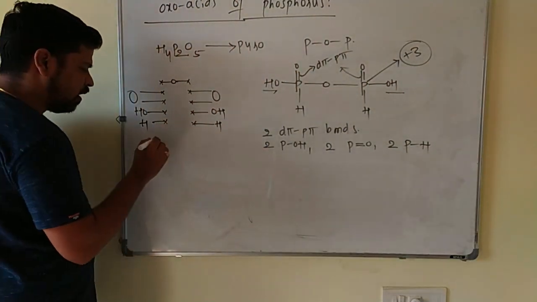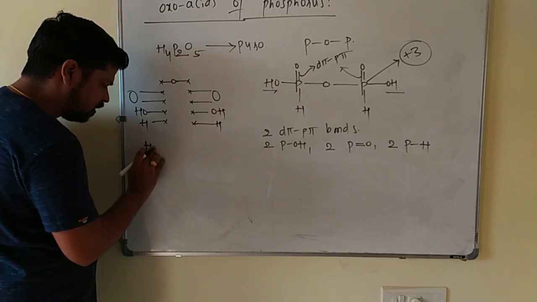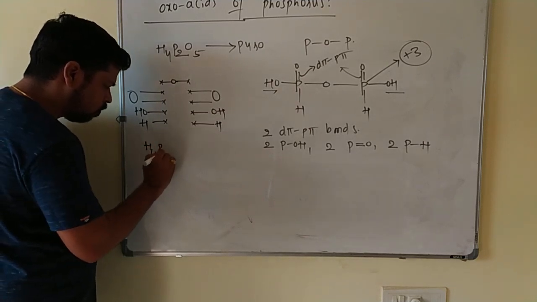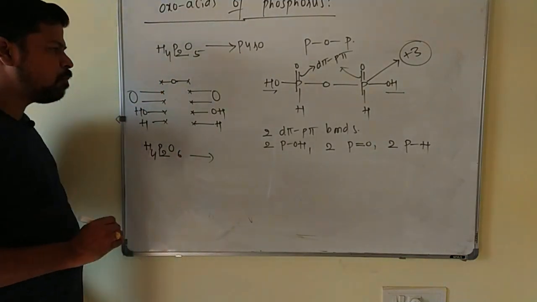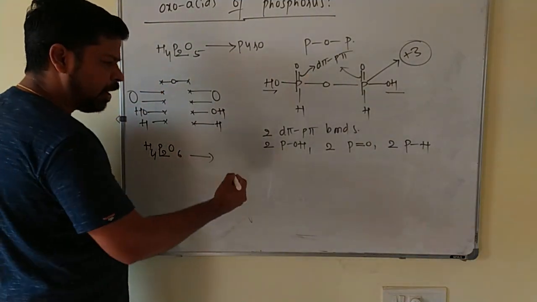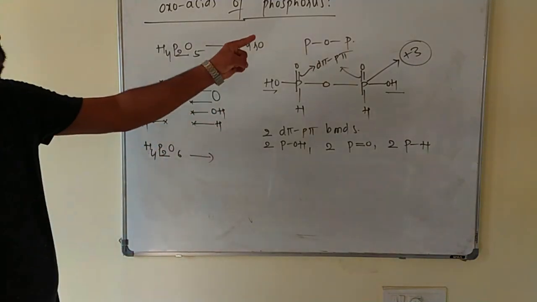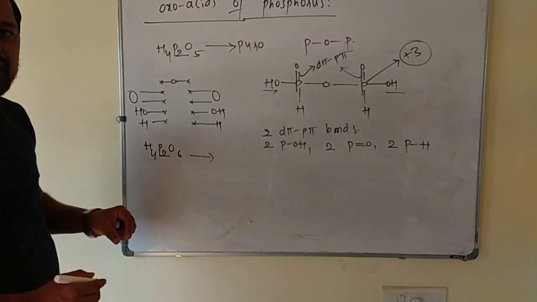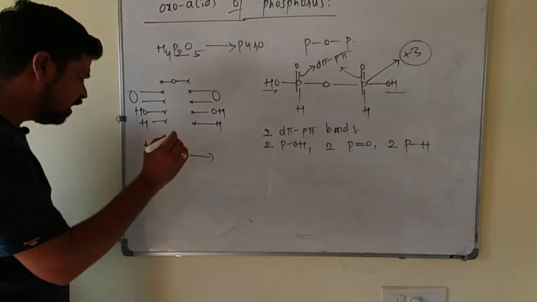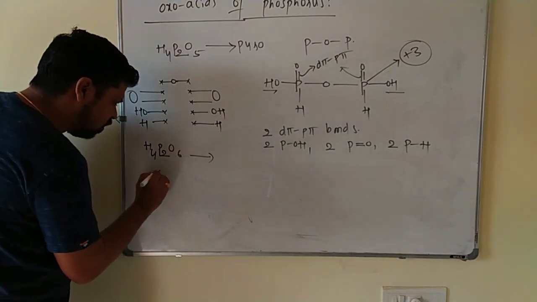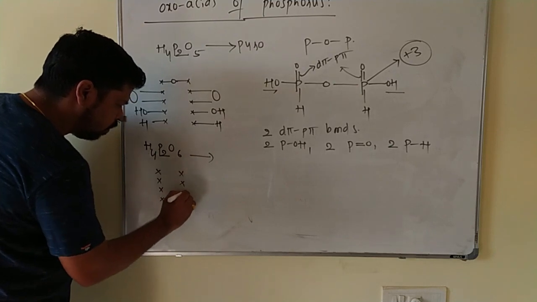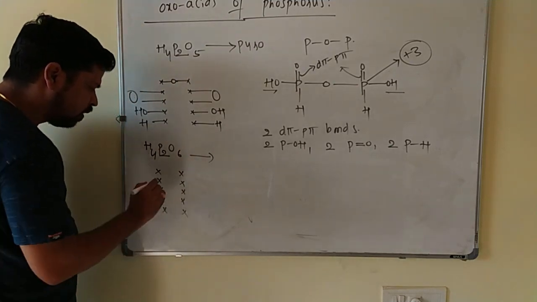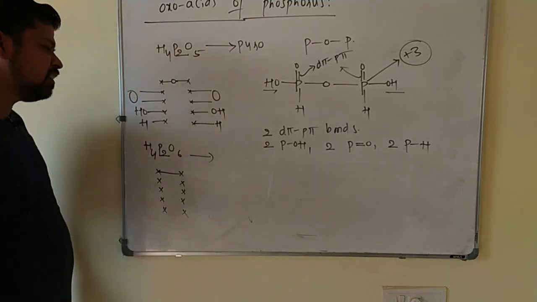Okay. Next one I will write. This is H4P2O6. So this acid is hypophosphoric acid. It is not pyro. Not pyro means it is not having POP linkage. But 2 phosphorus atoms are there. They are connected to each other directly. I will write 5 valence electrons of each phosphorus: 1, 2, 3, 4, 5. 1, 2, 3, 4, 5. And these 2 phosphorus atoms are connected like this.